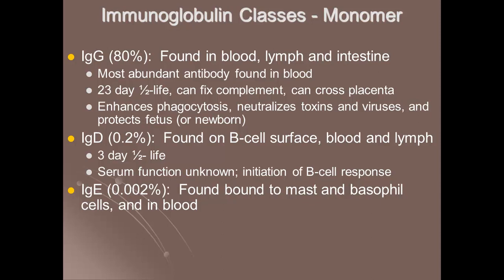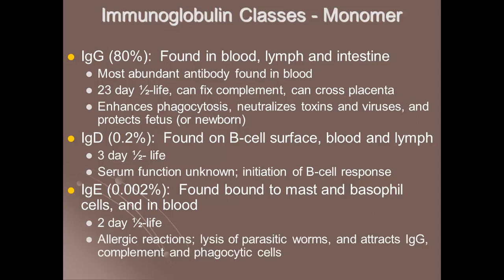IgE is 0.002% of serum antibodies. It has a half-life of 2 days. It's found on the mast cells, on basophils, and in the blood. It's involved in allergic reactions, lysis of parasitic worms, and it attracts IgG, complement, and phagocytic cells.